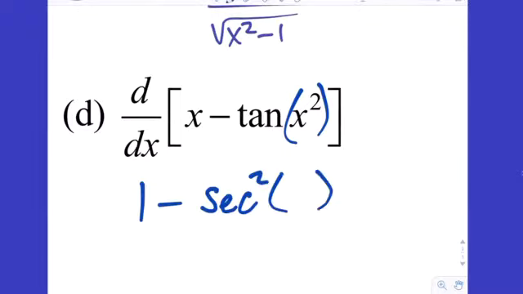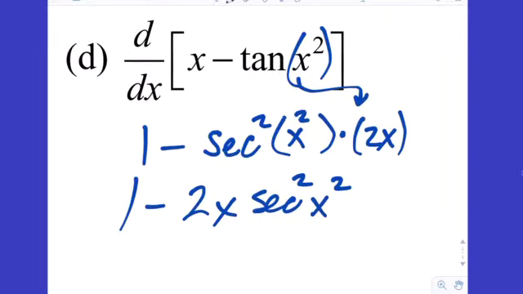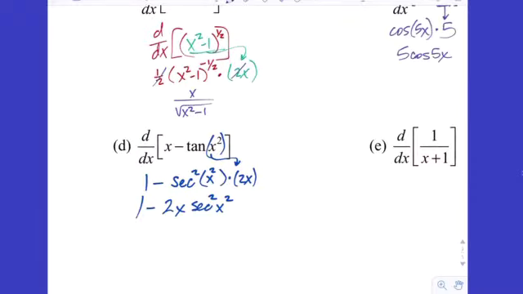Secant squared of the blob, and then times, in that term only, the derivative of the blob, which is 2x. Okay? So that 2x is only multiplied by the second term, not both terms. So if you simplify that now, clean it up a little bit, bring the 2x to the front, you get secant squared of x squared again. And you really don't need the parentheses. So we can combine the chain rule now with all the other rules that we've learned before, like multiple terms, power rule, product rule, quotient rule, and all the trig rules.